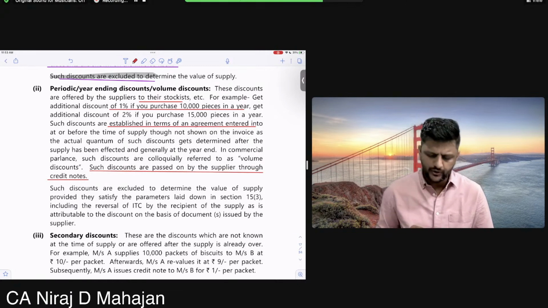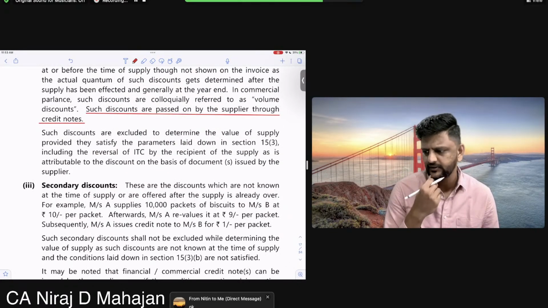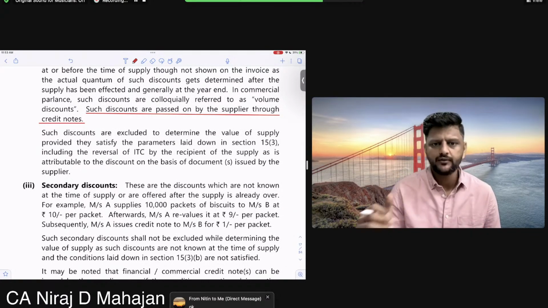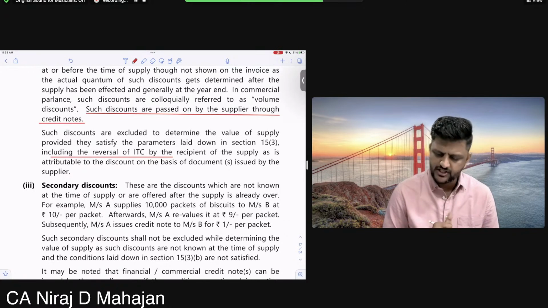Such discounts are excluded to determine the value of supply, provided they satisfy those criteria. Which criteria? Proportionate ITC is reversed and you can trace it back invoice wise. That is, reversal of ITC by the recipient of the supply as is attributable to the discount on the basis of the document issued.